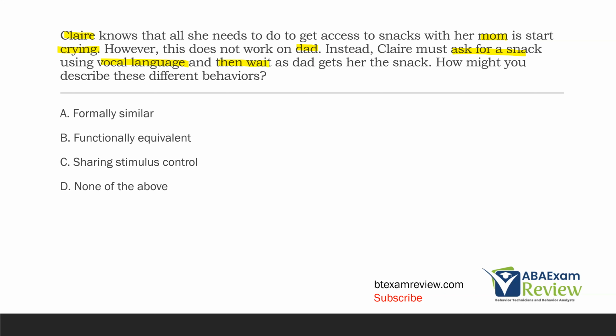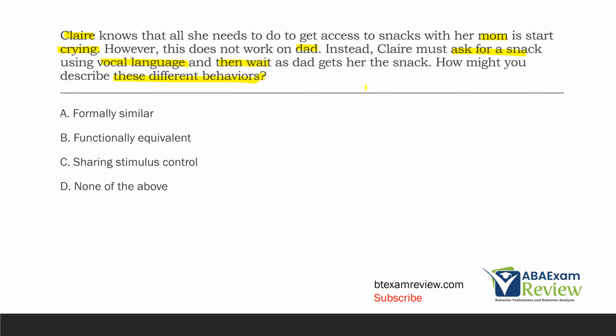So very, very different behaviors, right? In the presence of mom, Claire knows she must cry in order to get a snack. In the presence of dad, Claire knows she must ask using vocal language and then wait to get the snack. Likely because in the past, dad has reinforced vocal language and waiting, but not crying, while mom has likely reinforced crying. That's how behavior starts to work, and that's how discrimination and differentiation and all these things start to take place, right? Differential reinforcement.